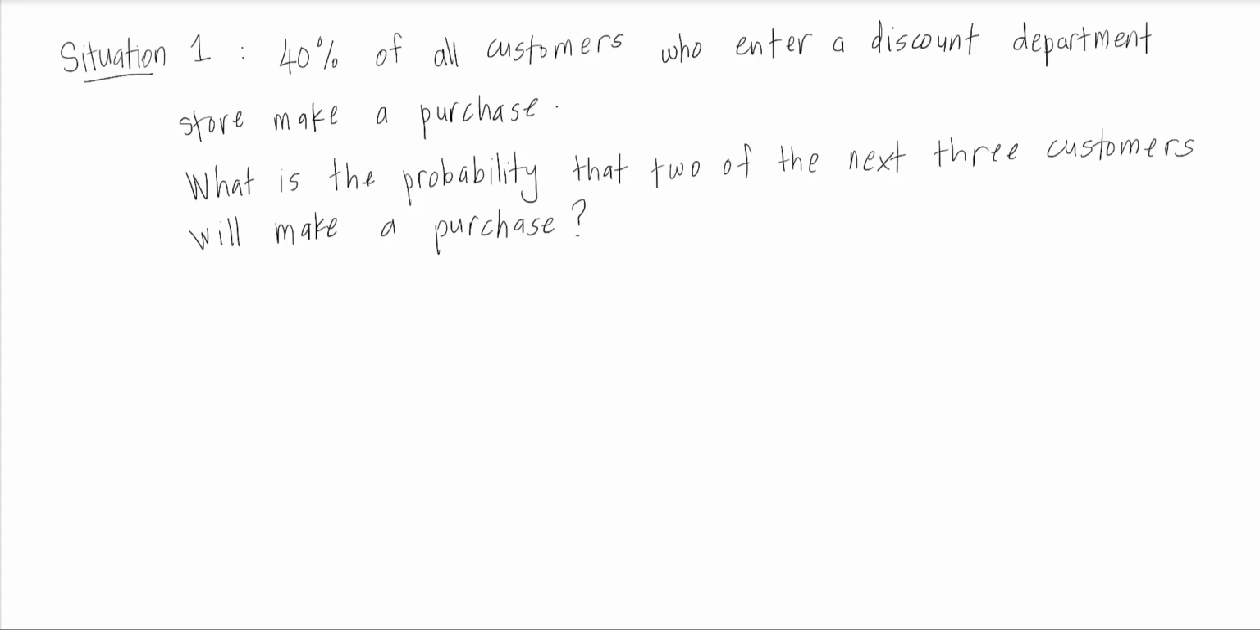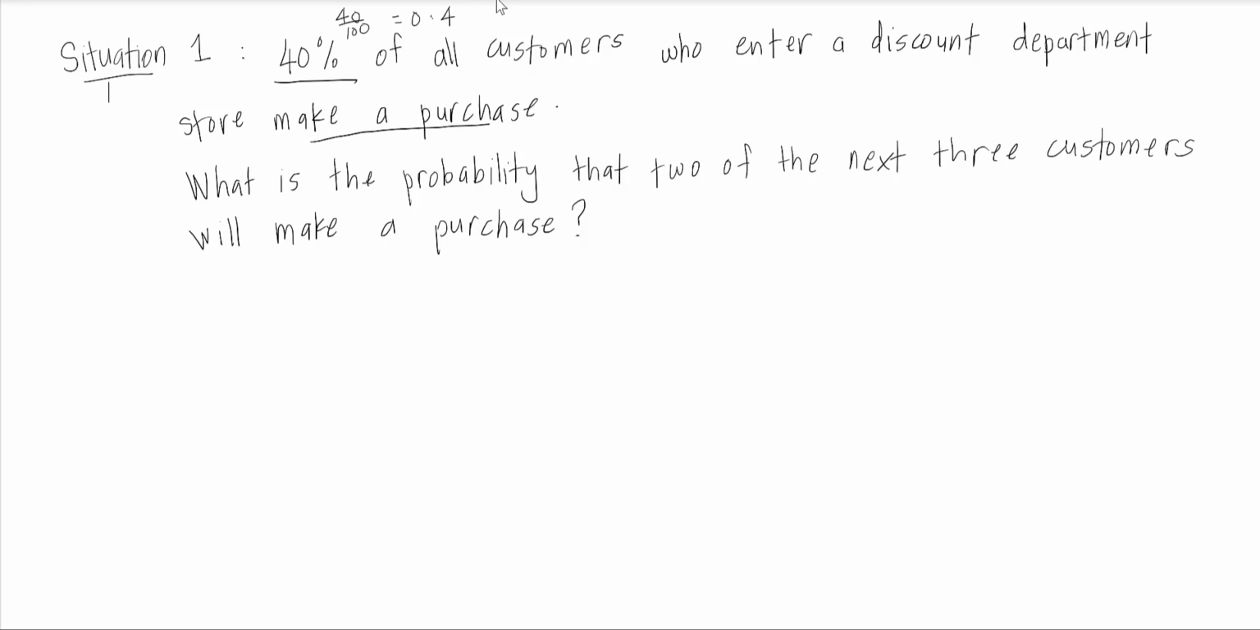Okay, now we proceed to this situation. Situation 1: say that 40% of all customers who enter a discount department store make a purchase. So we have 40%, and 40% is equal to 40 over 100, because we have 100%, which is 0.4. So 0.4 of all customers who enter a discount department store make a purchase.